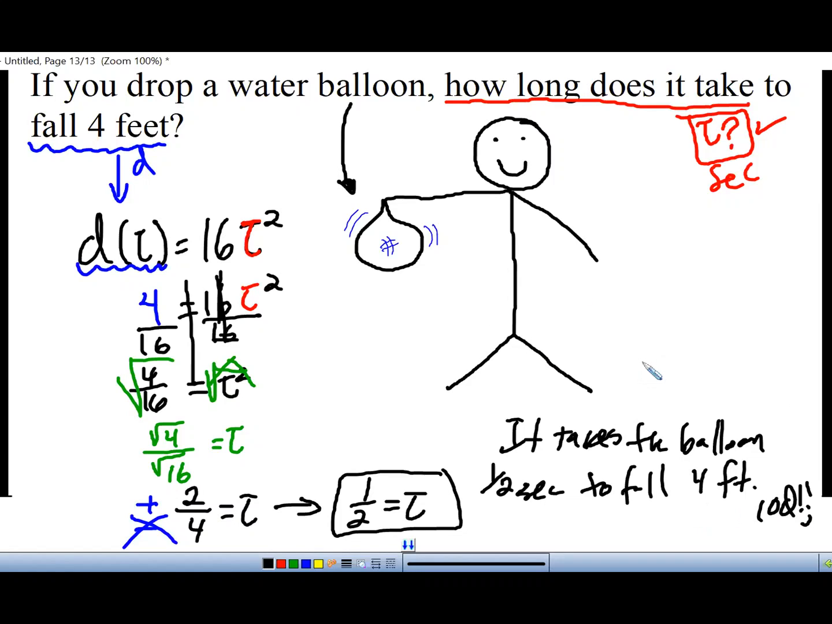Show me with your fingers how you're doing with this. So far, so good. 5, 5, 5, 5, 4. Okay, good, let's move on. Once again, notice on this one we had time and we had one number for distance. Let's go to another problem. Here we go.